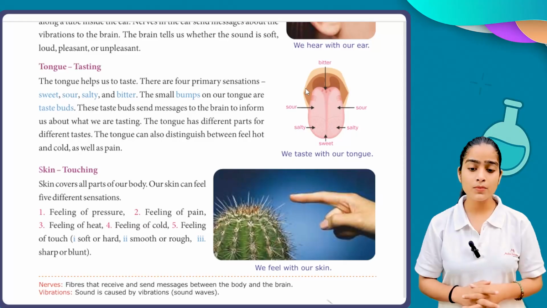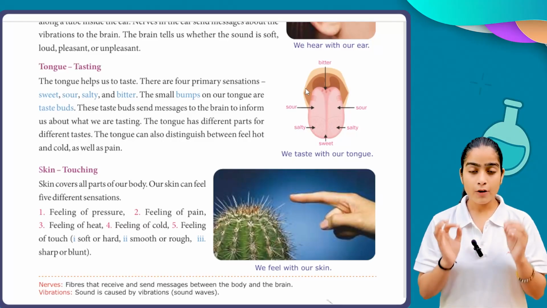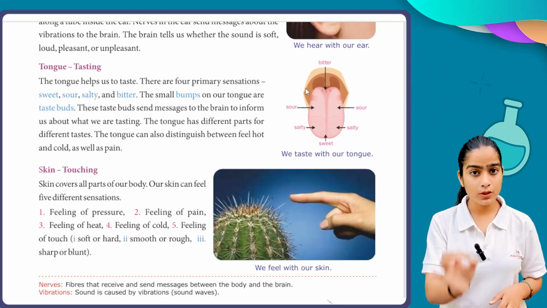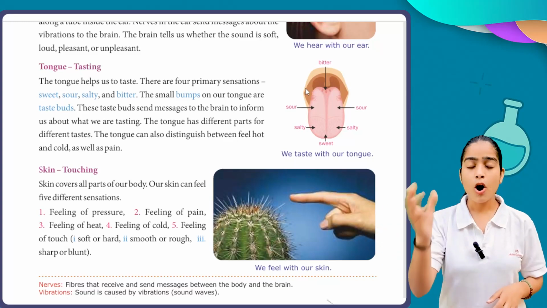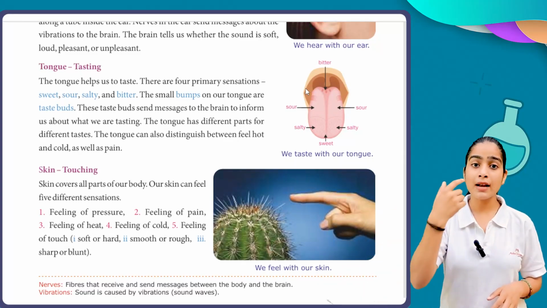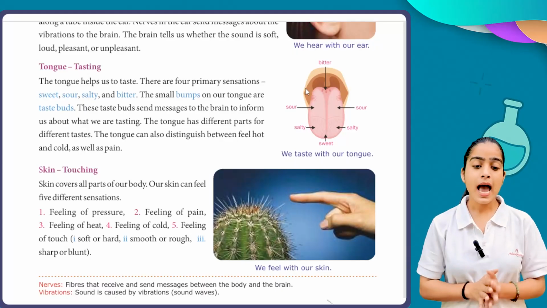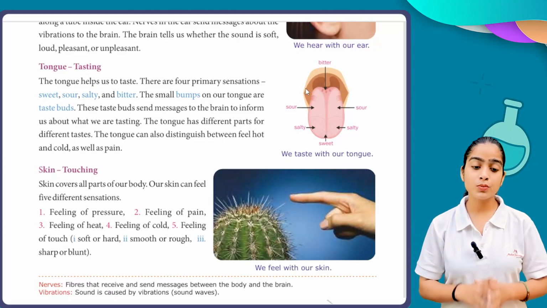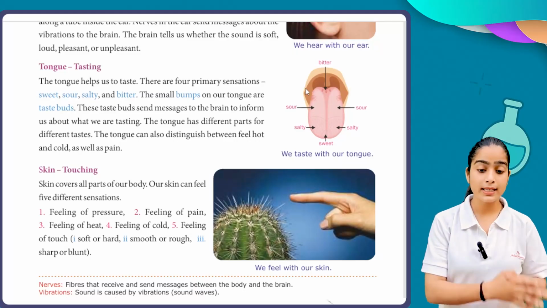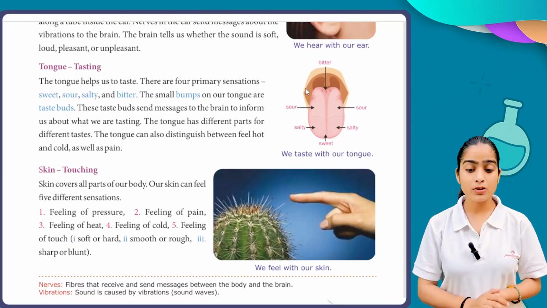The small bumps on our tongue are taste buds. If you want to see these small bumps, you can do one activity. You can sit or stand in front of the mirror, and when you open your mouth and put out your tongue, you will see the small bumps we have. These taste buds send messages to the brain to inform us about what we are tasting. The tongue has different parts for different tastes.